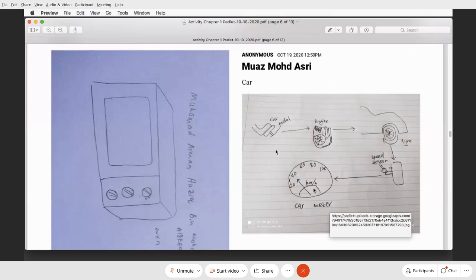Can you explain this one? You want to control the speed of a car. So you have the pedal here, you have the engine, tire, speedometer, and display. So actually this system is manual or automatic control? Manual.